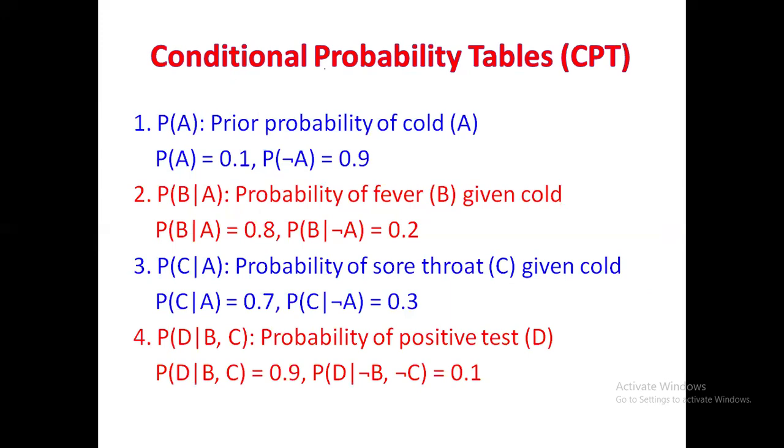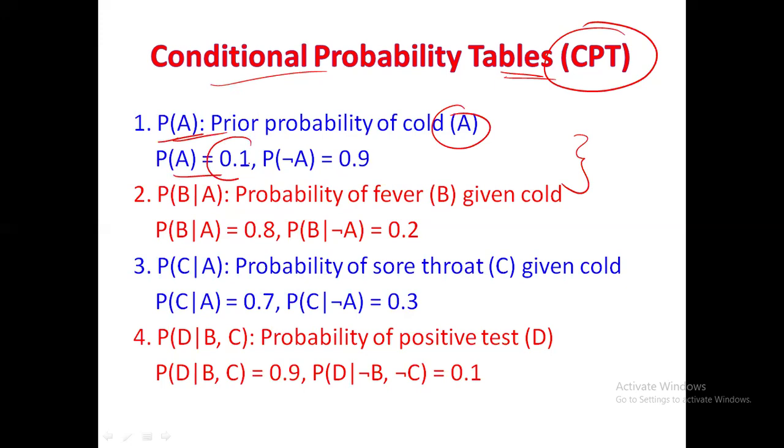So one example we'll take is the conditional probability table, CPT. What does CPT mean? We are calling the conditional probability table as CPT. So we are going to take one case study. Here the probability of A is the prior probability of cold A, and the value of the probability of A is given as 0.1. So 1 minus 0.1 is equal to what? 0.9 we are getting.